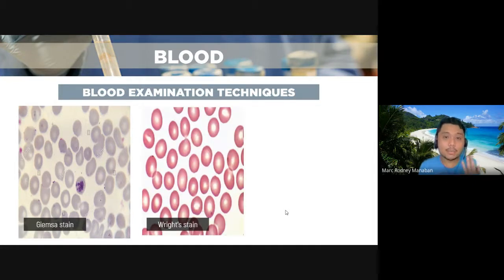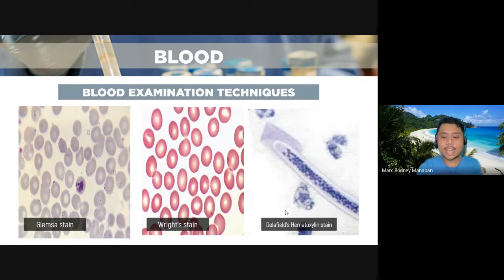So RBCs are bright red, or orange. And of course, we have here Delafield's hematoxylin. Your Delafield's hematoxylin, again, is used for the microfilarial sheath. The one pointed by the arrow is your microfilarial sheath. The sheath is, again, a covering of the tail of your worm, the microfilarial worm. That covering of the tail is called your sheath.